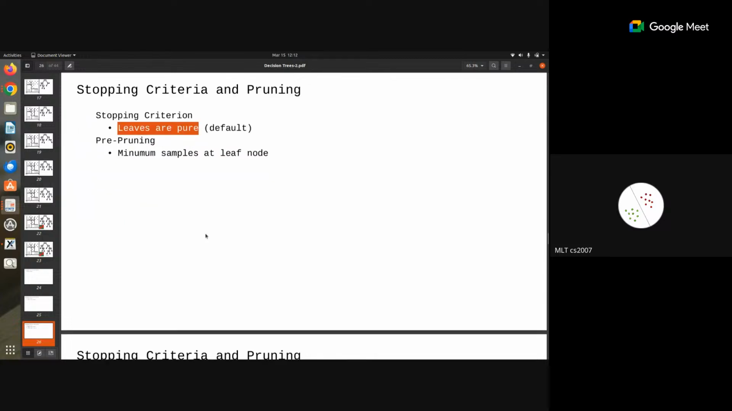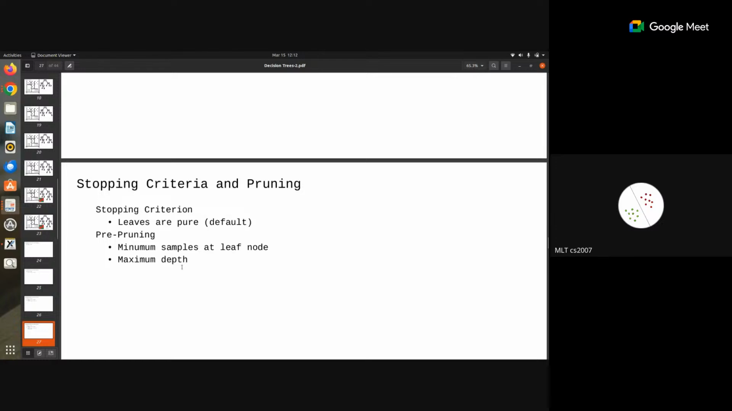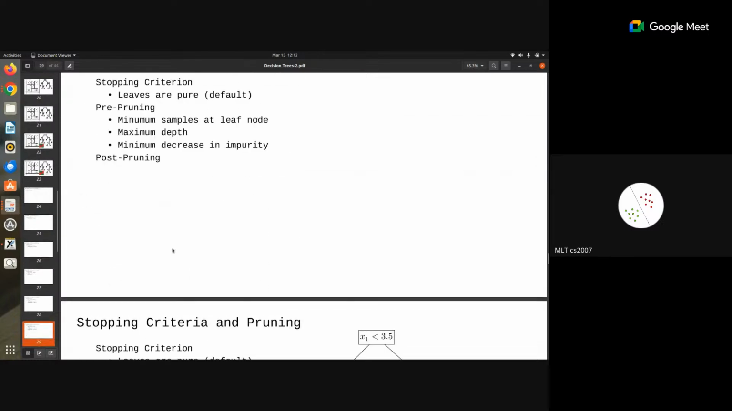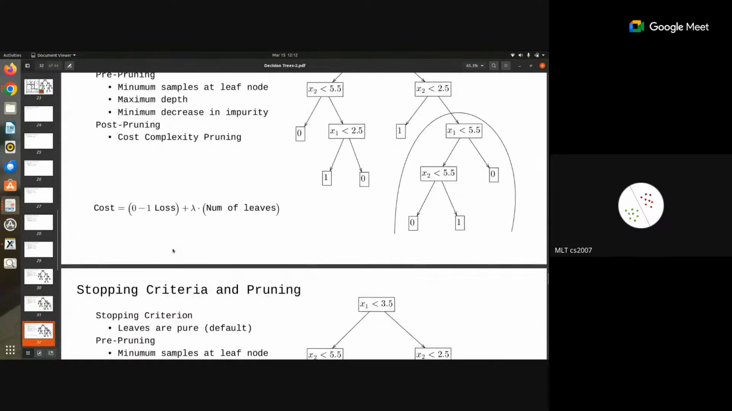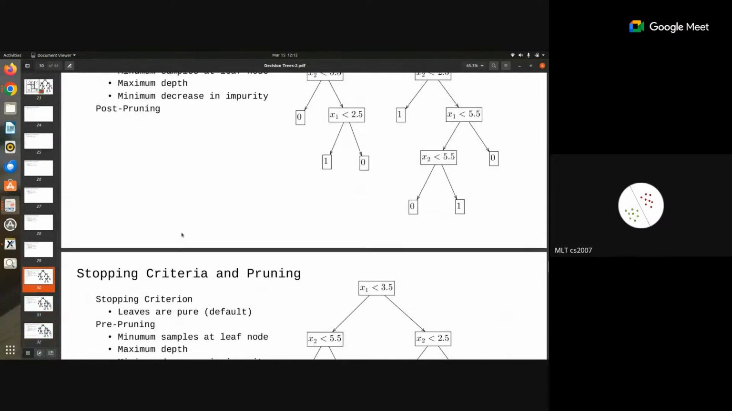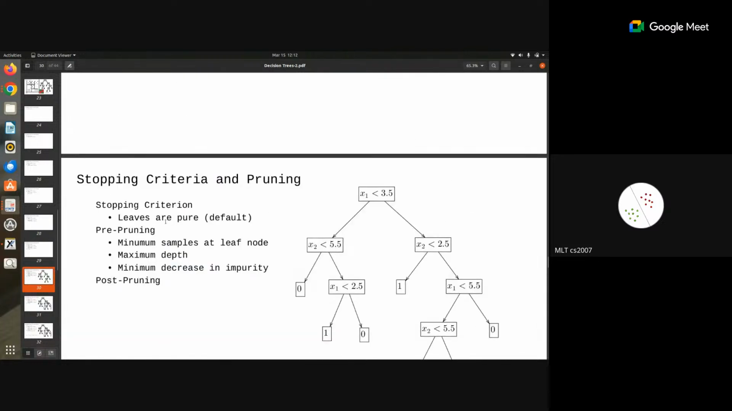What are these criteria? We'll try to see pre-pruning and post-pruning. Post-pruning is not required; we'll understand only pre-pruning. What is it? At least we can do minimum samples at leaf node. We can decide on the maximum depth, and the minimum decrease in the impurity. So okay, what does the first criterion, minimum samples at leaf node, say to me? What does that mean?